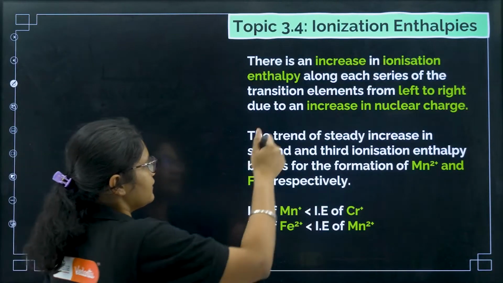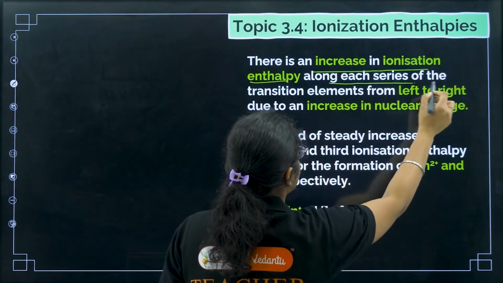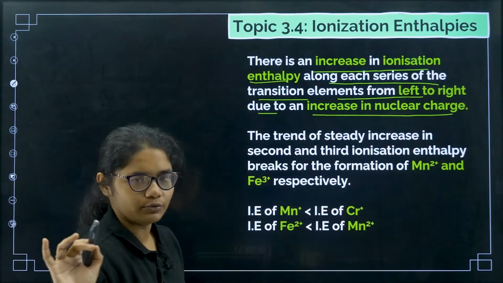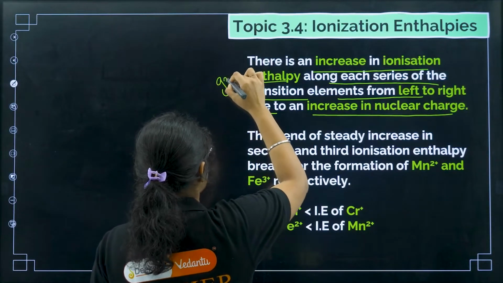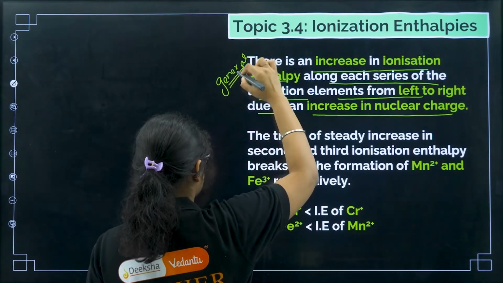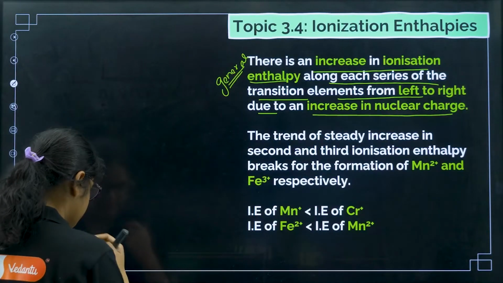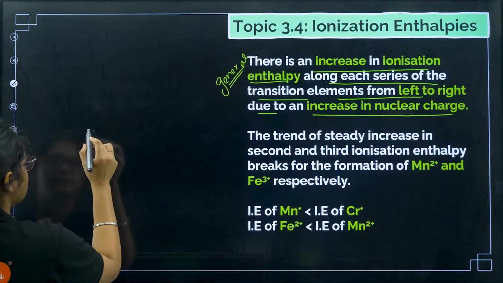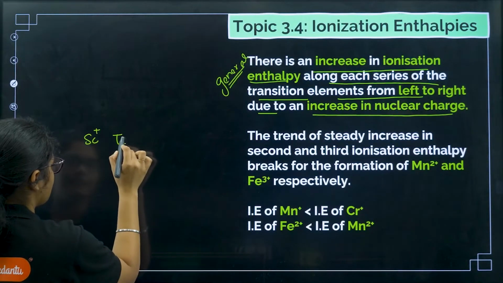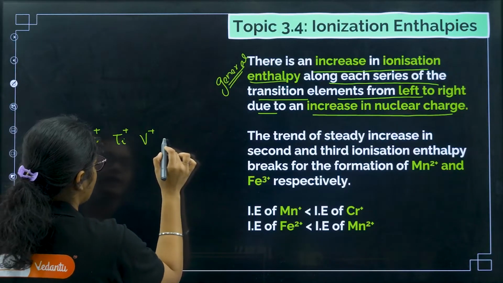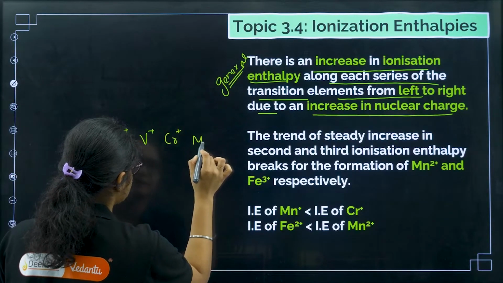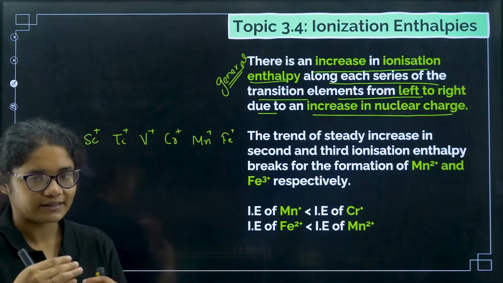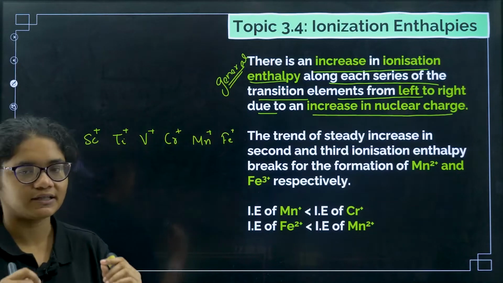So generally there is an increase in ionization enthalpy along each series of the transition elements from left to right due to the increase in effective nuclear charge. This is a very general thing which we also study in the p block elements. Where is the exception here? Now look at the second ionization enthalpy. Second ionization enthalpy means I have scandium plus, titanium plus, vanadium plus, then chromium plus, manganese plus, Fe plus. Along the period the ionization enthalpy should increase.